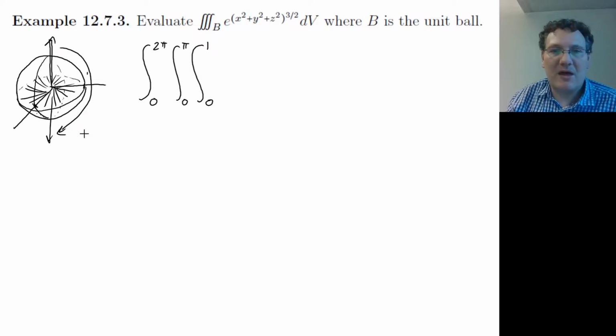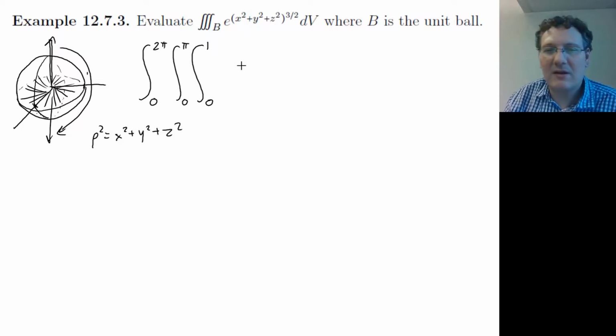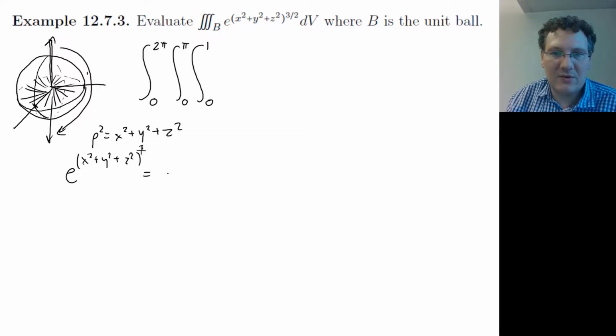Now, remember that the conversion here is rho squared is x squared plus y squared plus z squared. We gave that a little earlier. That's going to be important here. So e to the x squared plus y squared plus z squared to the 3/2 is e to the rho squared to the 3/2. So that's actually e to the rho cubed.